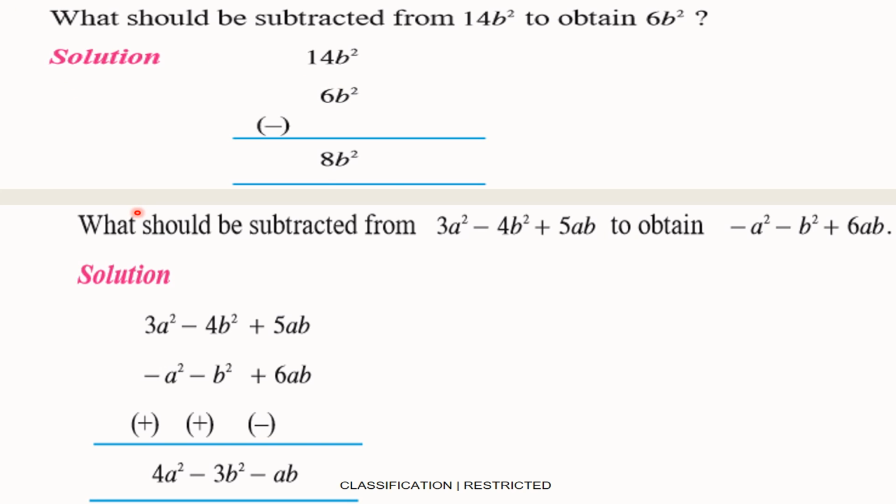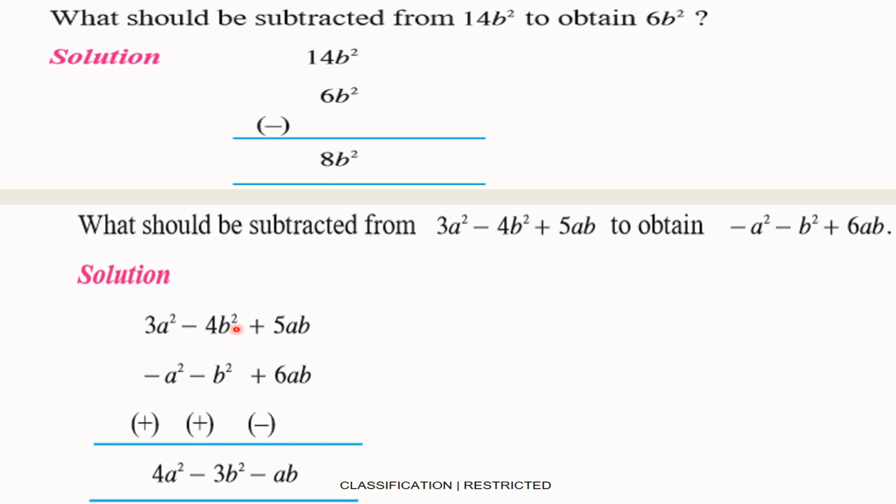Next sum. What should be subtracted from 3a squared minus 4b squared plus 5ab to obtain minus a squared minus b squared plus 6ab? That is the same as the previous sum, but here three terms are there. So, from, after, what number? You write the first. Next one, you write this. And change the sign. Minus a squared means plus a squared. That is 3a squared plus a squared, 4a squared. And minus b squared: what is the change of sign? Minus b squared means plus b squared.